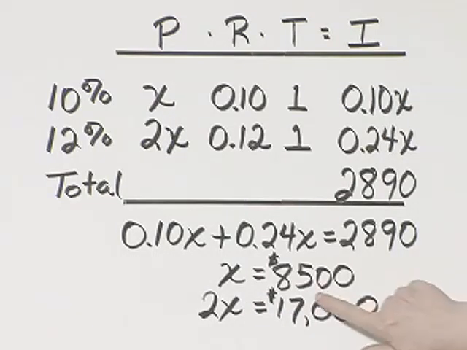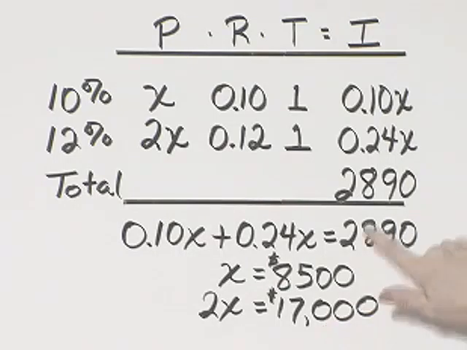How can you check? Find the interest over 1 year at 10% for this amount, add to it the interest one would have at this principal at 12%, add the two interests together, you should have $2,890.